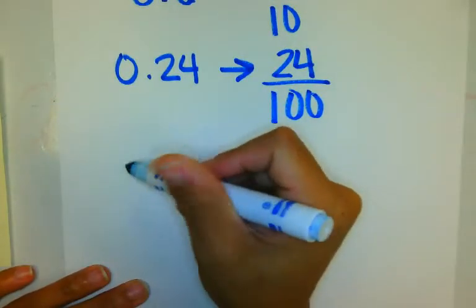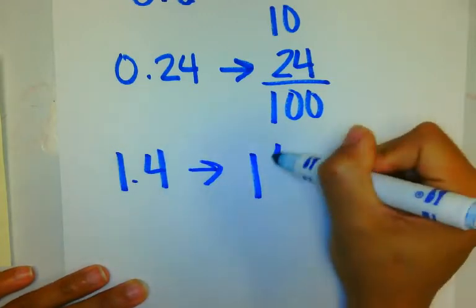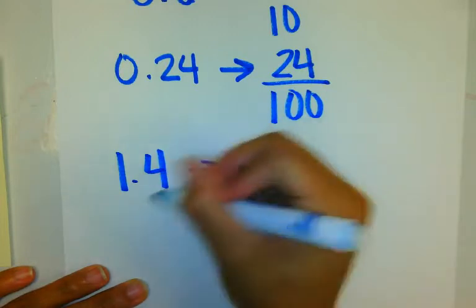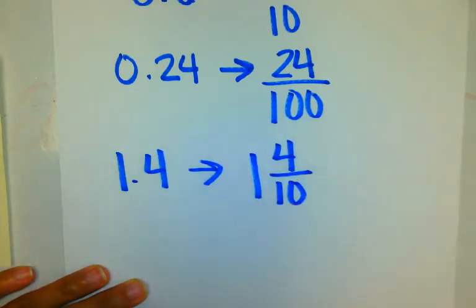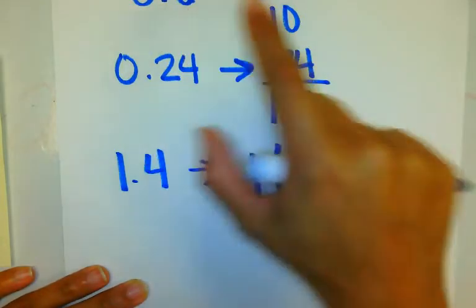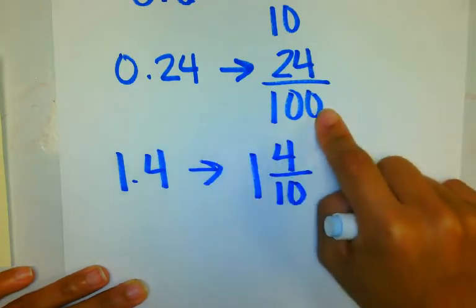Okay, let's say you had a number like 1.4. Well, 1 is your whole number, so that just stays. And then 4 is one place behind the decimal, or it's in the tenths spot, so that means I put it over 10, or 1 zero. Okay, so one place behind the decimal has 1 zero added to the 1. 2 places behind the decimal has 2 zeros added to the 1.